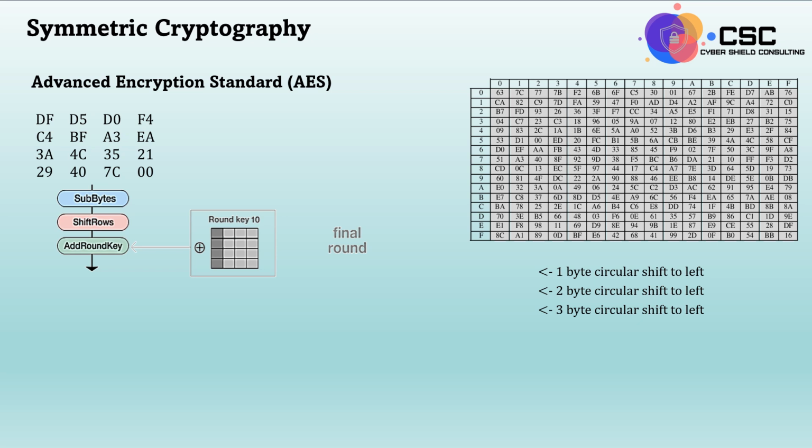Unlike the previous rounds, the mix columns step is skipped in the final round. Instead, we move directly to the add round key step. The add round key operation is applied where the transformed state matrix is XORed with round key 10, the final round key. At this point, we have successfully completed the AES encryption process, and the final ciphertext is obtained. This encrypted output can now be transmitted securely, ensuring confidentiality and protection against unauthorized access.